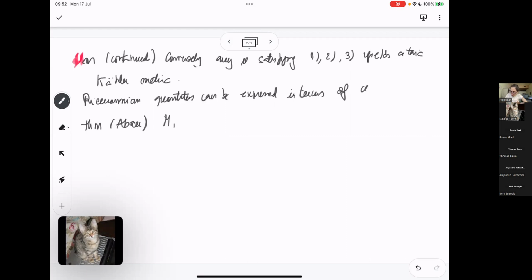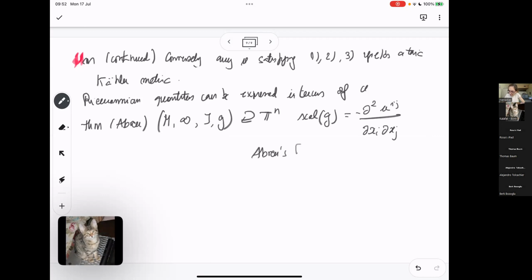So suppose you have your toric Kähler manifold, then he showed that the scalar curvature, the Riemannian scalar curvature, is given in terms of the symplectic potential by this formula. I'm summing over repeated indices. And this is called Abreu's formula. And it was really important in Donaldson's proof of the existence conditions for toric Kähler surfaces.